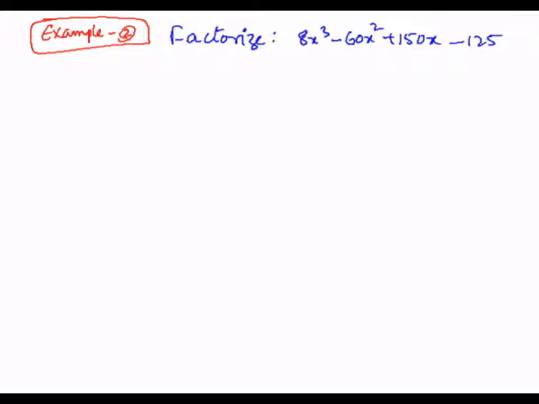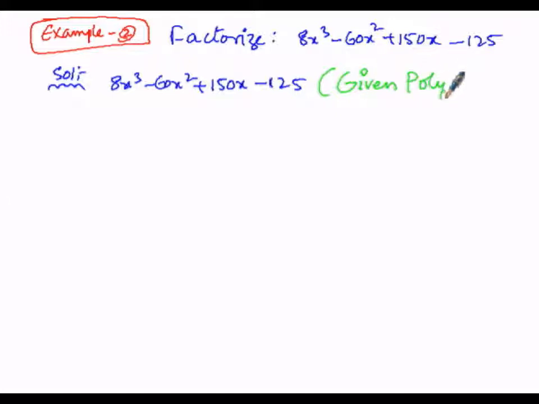Then now the solution starts. So here in our solution, the given expression is 8x cube minus 60x square plus 150x minus 125. This is the given polynomial, and we have to factorize it by utilizing the special product.